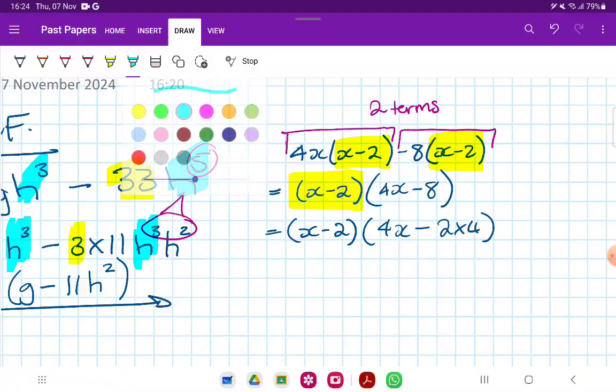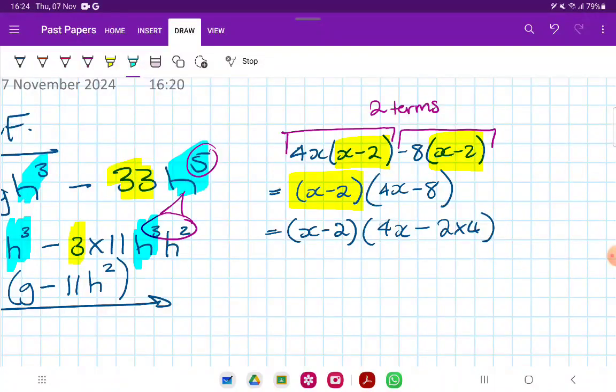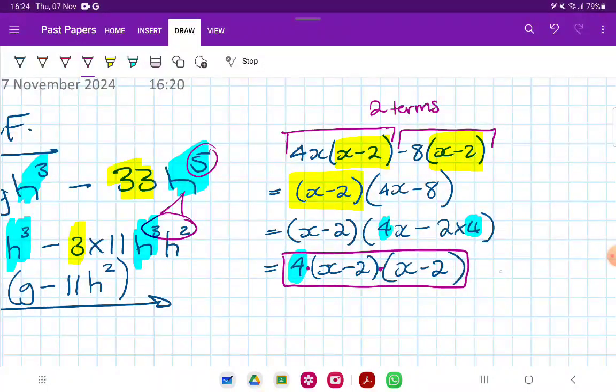So in the second bracket, I have 2 terms, and I can take out 4 in the second bracket. I'm going to put it right in the front, and everything else stays the same, right? So if I take 4 out, this x minus 2 stays there. And in my second bracket, I have x minus 2 as well. So, wow, that's interesting. Can I factorize any more? Well, how many terms do I have? This is multiplication. That is multiplication. I have only one term. And if I have one term, I can't factorize anymore. So this is my final answer.